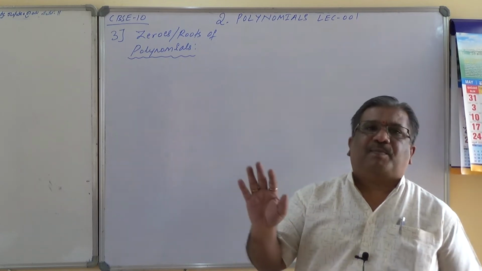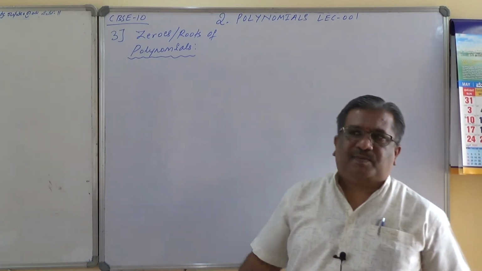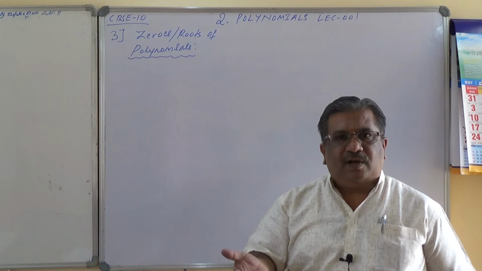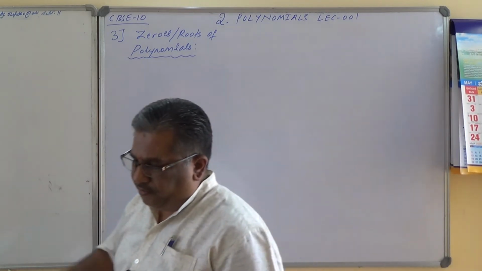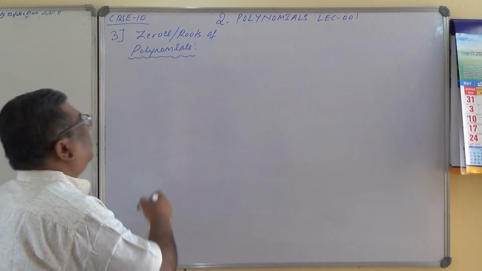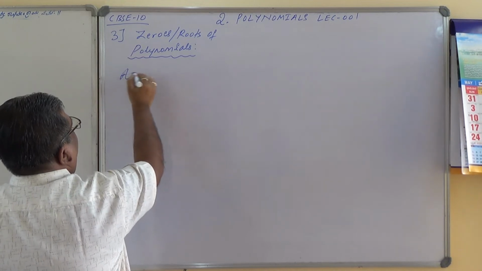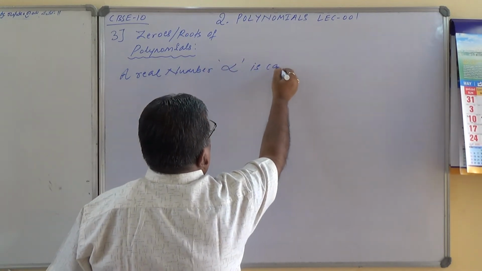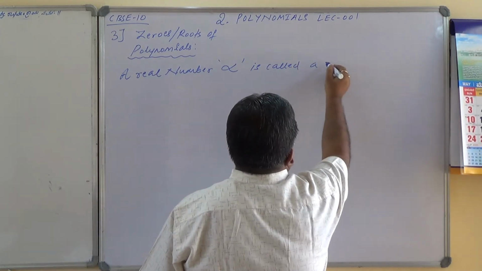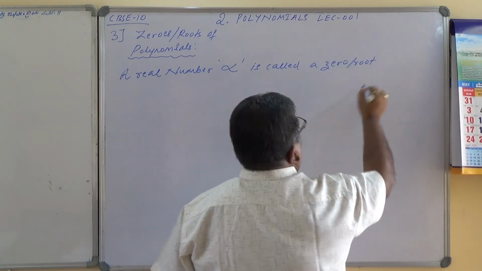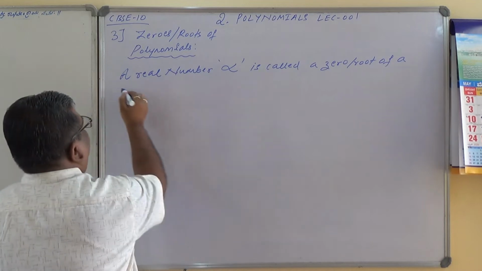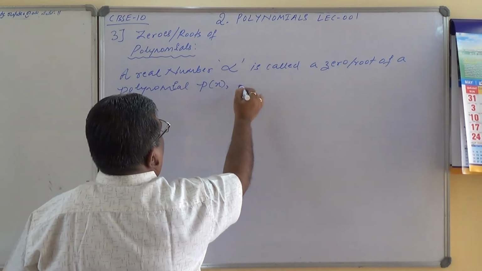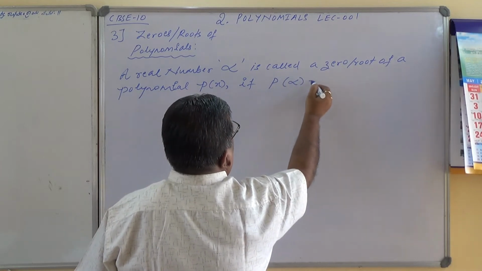Are you able to understand? Say for example, some polynomial is given to you, something like x square plus 2x plus 3. You put that value of x, if substituted into the same polynomial, and if the value of the polynomial becomes 0, then that value of x is called the zero of a polynomial. So how do you define zero of a polynomial here? A real number alpha is called a zero or root of a polynomial p of x if p of alpha equals 0.